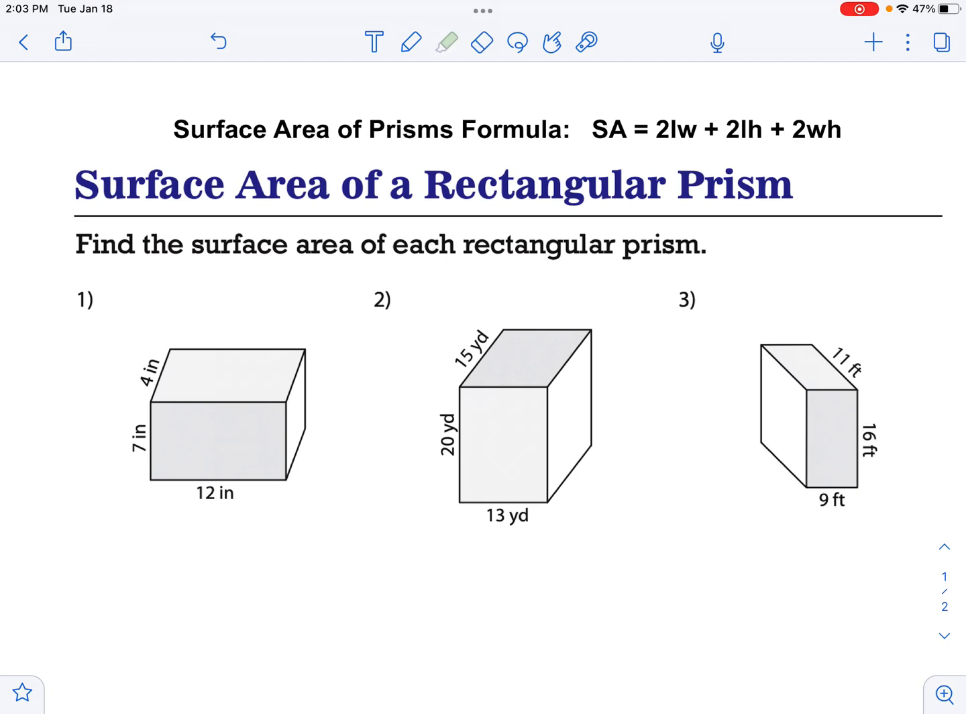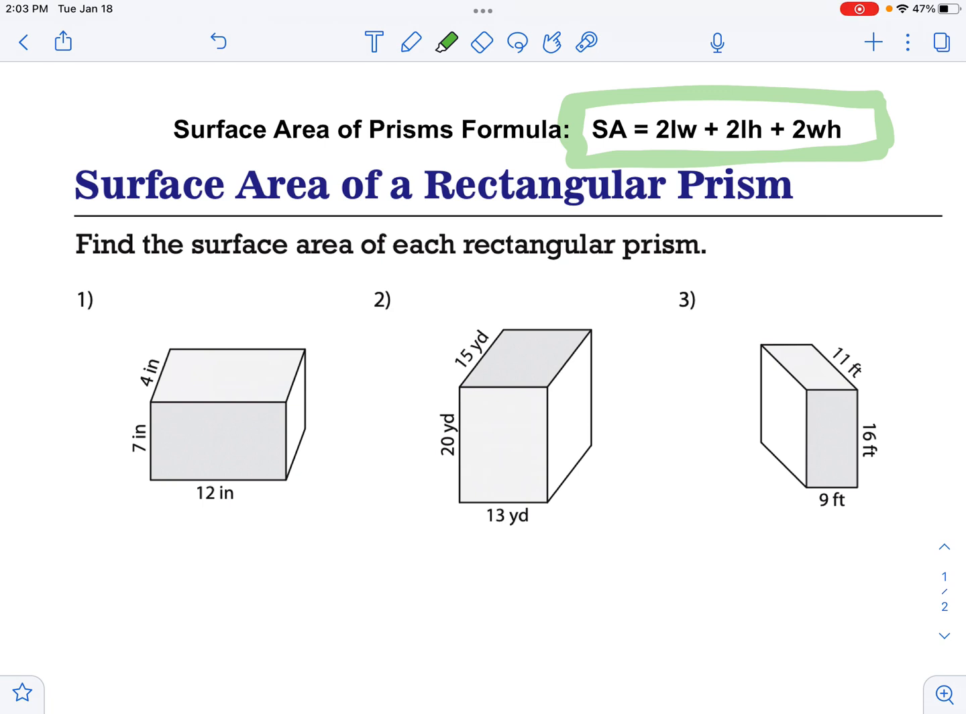So the number one key thing is having this formula up here that I highlighted with green: 2 times LW plus 2 times LH plus 2 times WH. That formula is going to help you figure out the surface area of any rectangular prism. A couple of explanations of why this formula works.